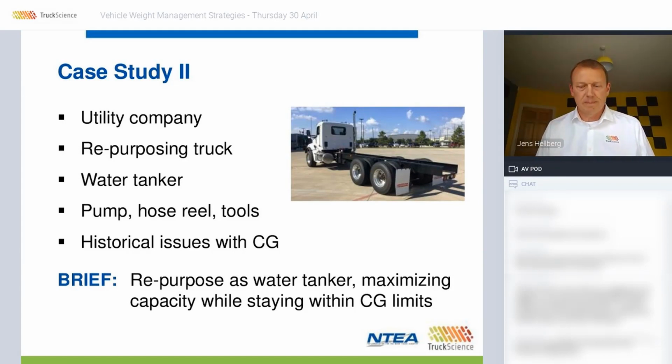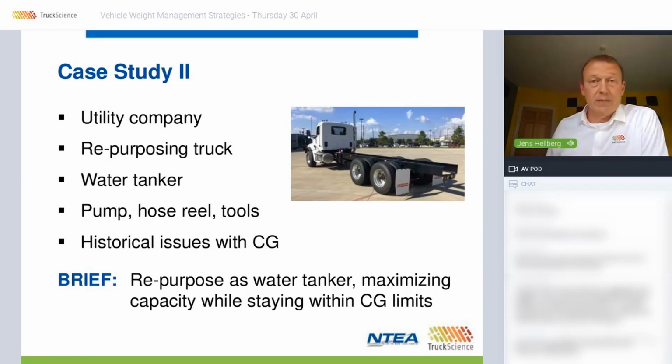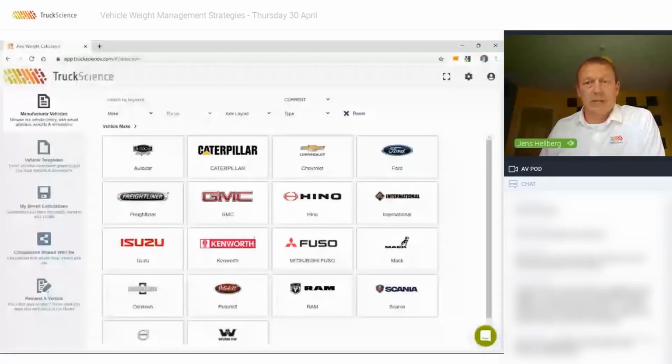So in our second case study, a utility company owns an existing truck that they would like repurposed. They want to add a water tank with pump, hose reel, and some tools. They've also had some historical issues with center of gravity, so they'd like us to pay particular attention to that during our design process. So our brief is to maximize the carrying capacity of the tank while staying within acceptable center of gravity limits. So let's dive into the app and get going with that.